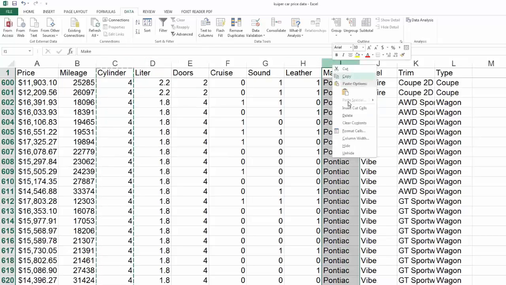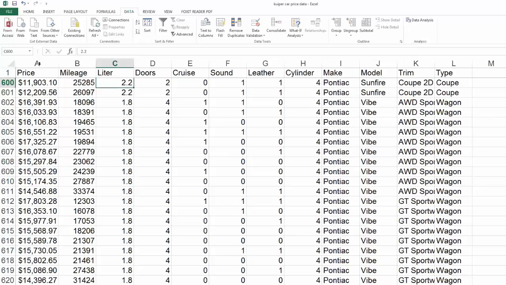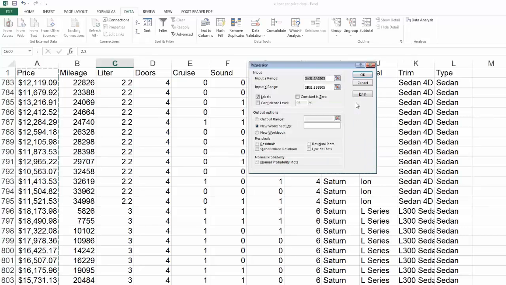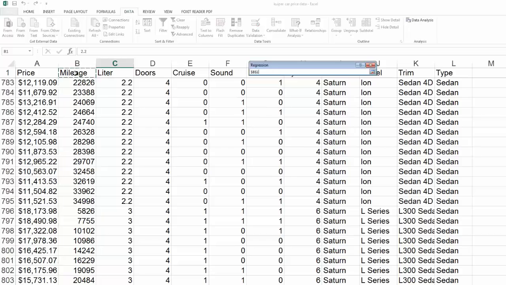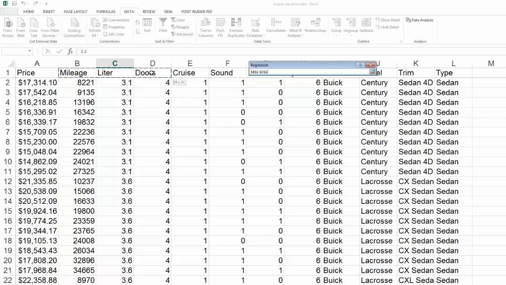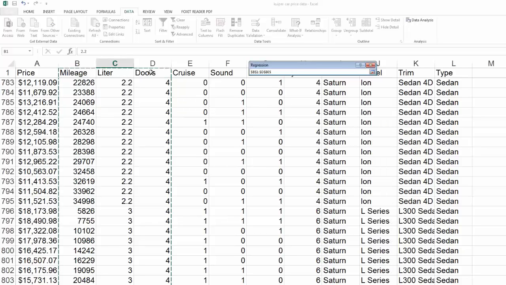I'll move it over here for now. I'm going to do a regression of price again. It remembers what I picked last time, so A1 to A805. And I want my Y range now to be mileage, liters, and number of doors. Just those 3 independent variables, and select all those.